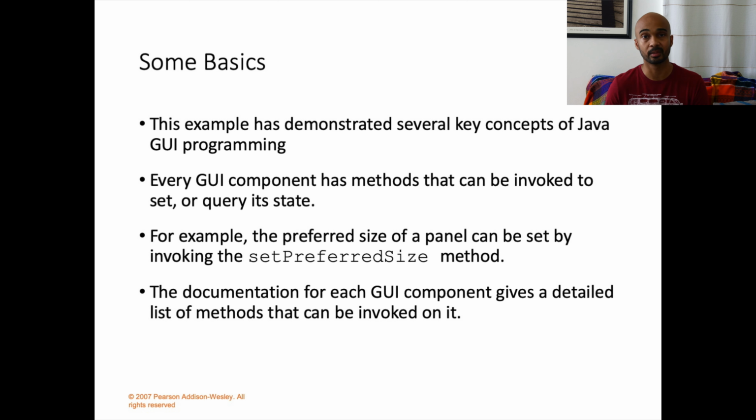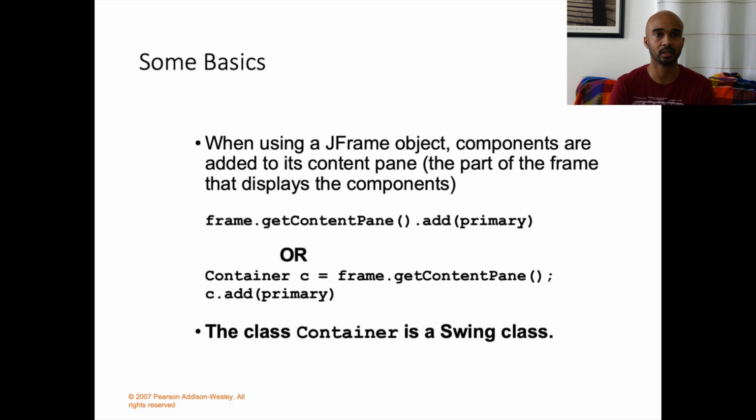So explore the documentation, guys. A few things: you'll notice us doing chained methods. Using this example, frame.getContentPane().add(primary) is combining two methods. getContentPane actually returns a container, but instead of storing the container in some variable, you can just go ahead and say add whatever you want to that container.